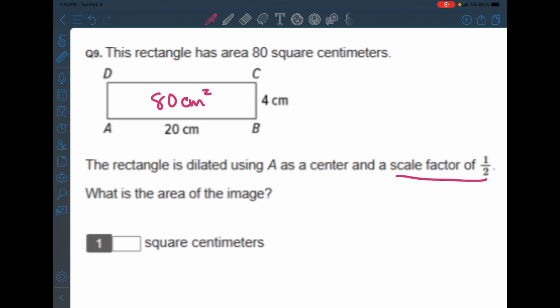Remember, we take our original, or our pre-image, which is 80, and we multiply it times our scale factor squared. So you're going to have to get the scale factor, which is 1/2, square it and multiply it by 80 to get the area of the image. And you will put your answer there.